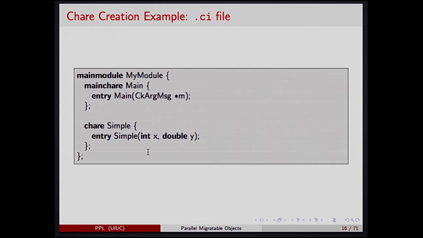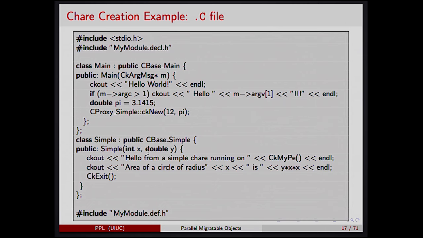We already saw this example before, but this is a slightly more complicated example. It is just a simple char, but it's doing something. So it is structurally similar to my earlier program, where a main char created a singleton char. Here the main char is creating a simple char. Its name is simple, and the constructor takes two parameters. What we are trying to do is, the object's job is to simply print the area of a circle of a given radius, right?